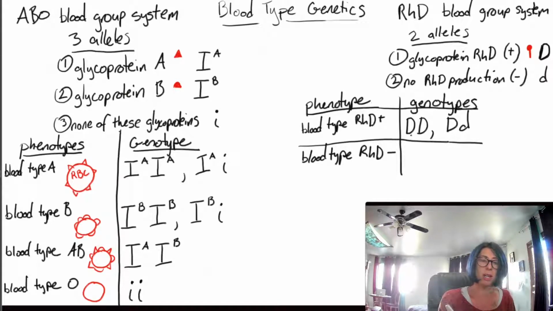And then because RhD negative, or no production of this glycoprotein, is recessive, the only way for a person to express this recessive trait is if they receive the recessive allele from both parents. So homozygous recessive. And that's blood type genetics.